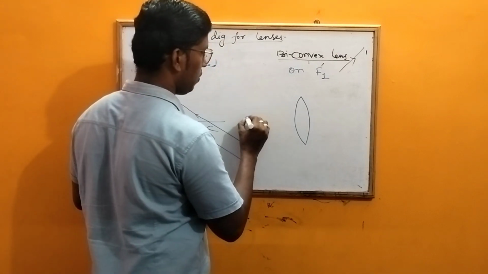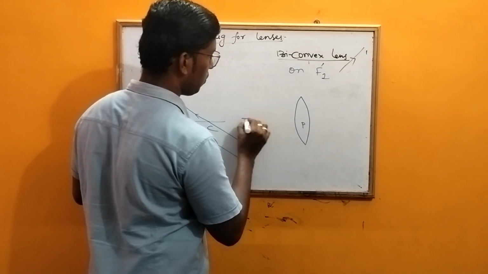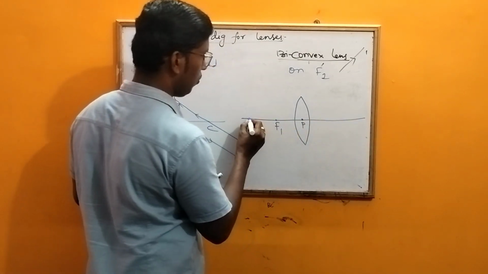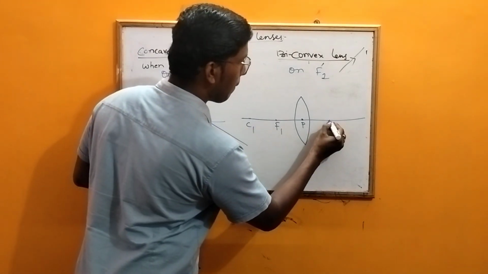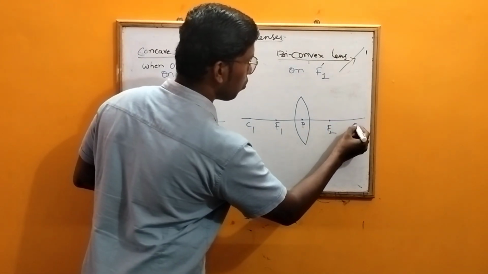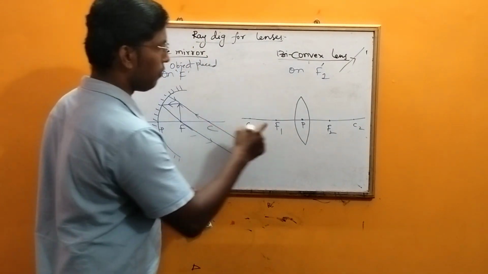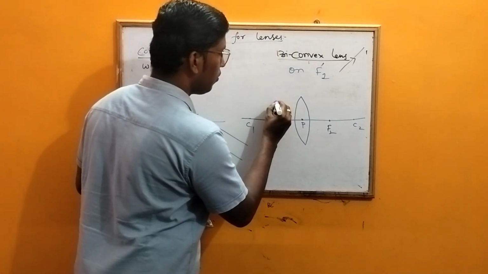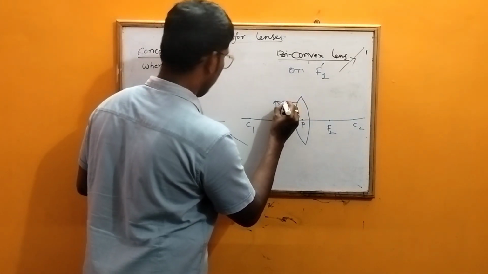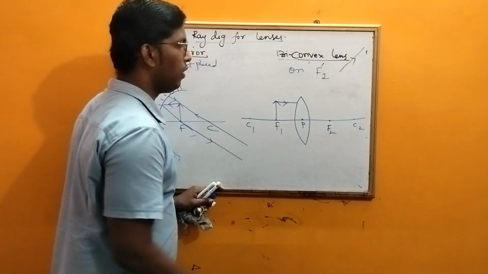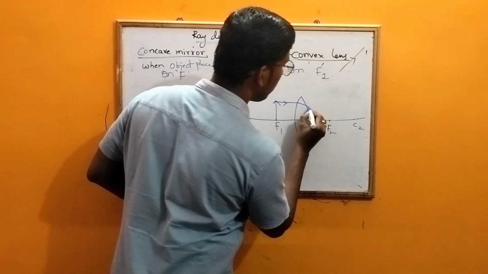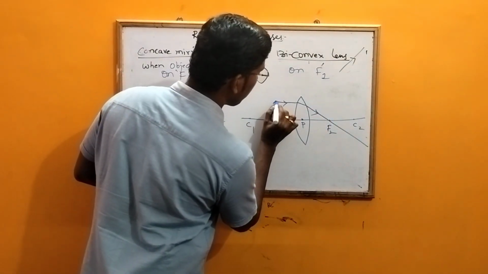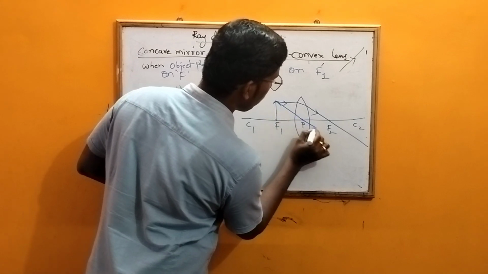Okay, convex lens, optic center, principal axis, F1, C1, F2, C2. So where is the object? Here, at F1. Understood? Then, a ray parallel to the axis, after refraction, passes through the focus point. And another condition, take a ray through the optic center.